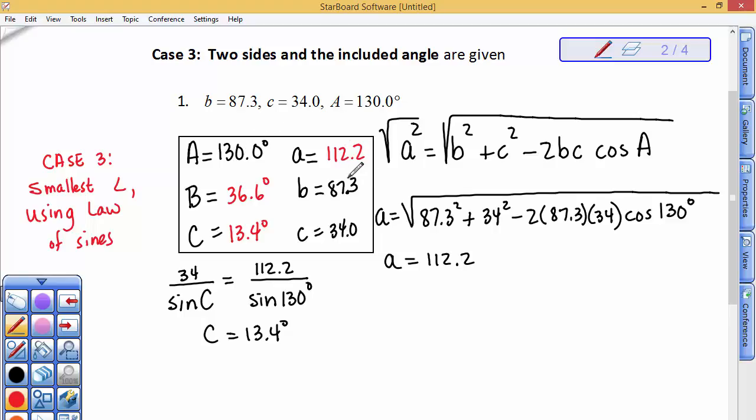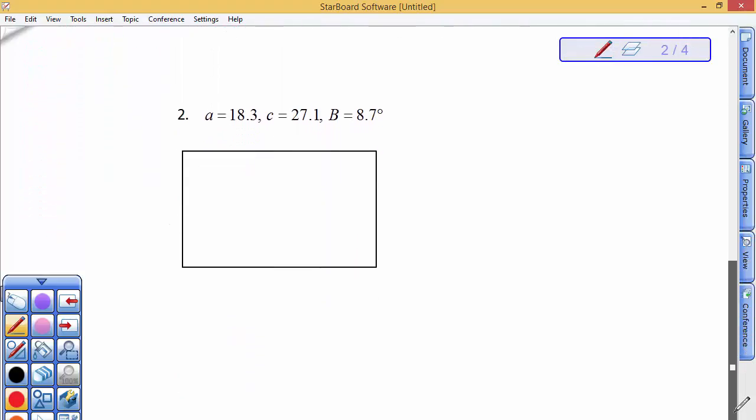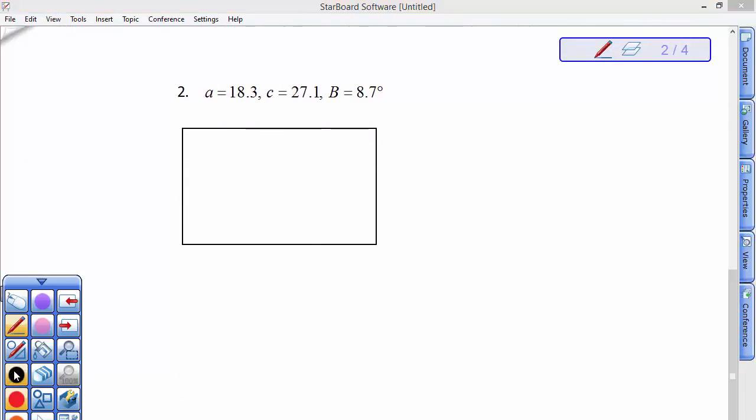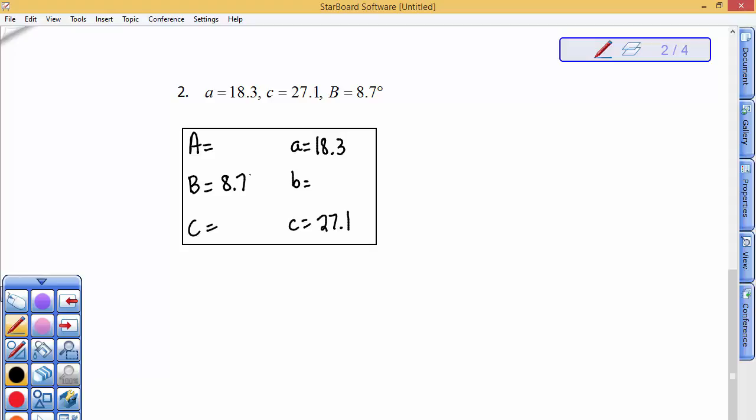This over the sine of this. Is it equal to this over the sine of this? Is it equal to that over the sine of that? Okay, so let's do the next one. This is where it's imperative. So in this problem, and I want to try to get through this case before I close this video out, side A is 18.3, side C is 27.1, and angle B is 8.7 degrees.